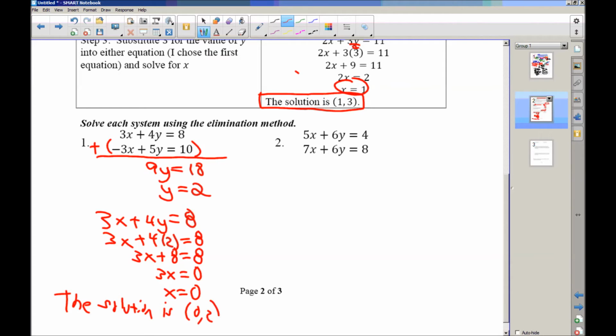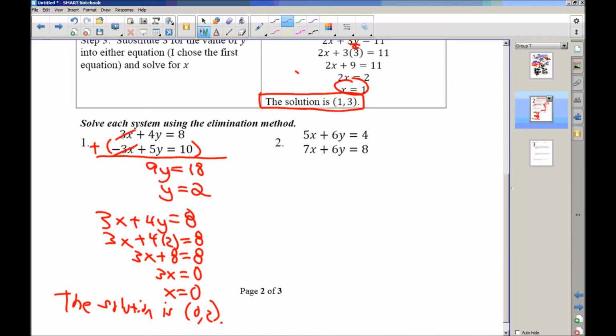Now, as always, you could do a check. Just plug them back into both and see that it works. And in this case, this is easy to plug in because 3 times 0 just goes away. So 4 times 2 is 8. That works out fine. Negative 3 times 0 goes away, so 5 times 2 is 10. So that one would also check out fine. A check is not required in here, but it's a good thing to see, and then never miss a problem.